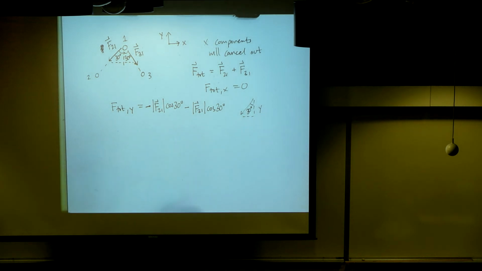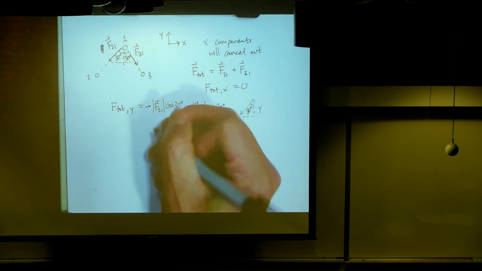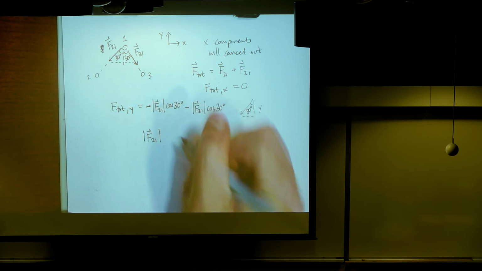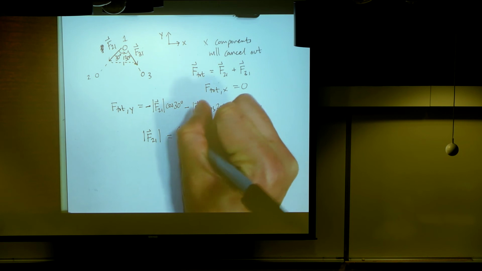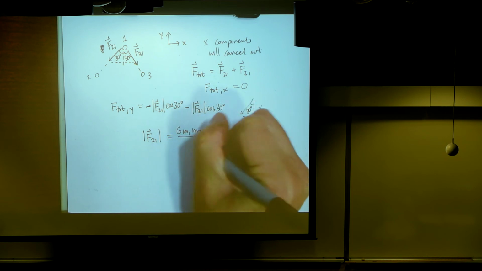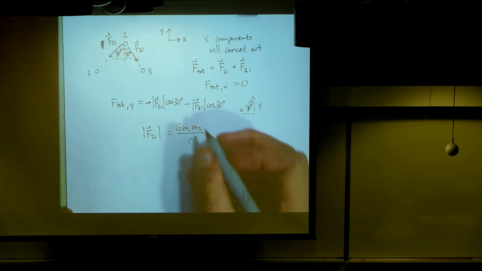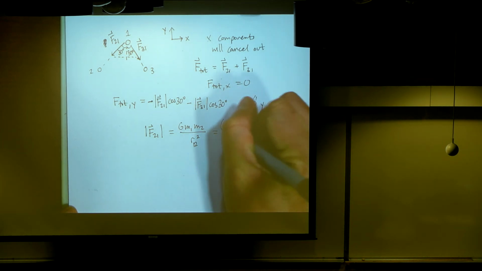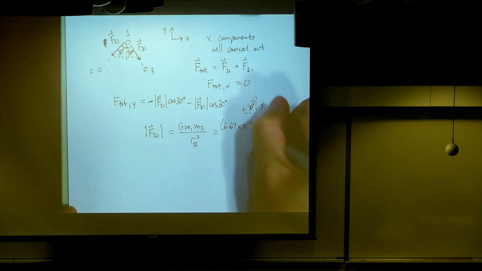And by the way, what are these magnitudes? How strong are these forces? That's where the law of universal gravitation is going to come in. So for example, magnitude of F21, that's G M1 M2 divided by R squared. I'm going to write this as R12. It's the distance between 1 and 2. Make sense how I'm doing the notation? So if I want the force between 1 and 2, that's going to be G times the two masses divided by the distance squared. That's going to be 6.67 times 10 to the minus 11 newtons meters squared per kilogram squared.